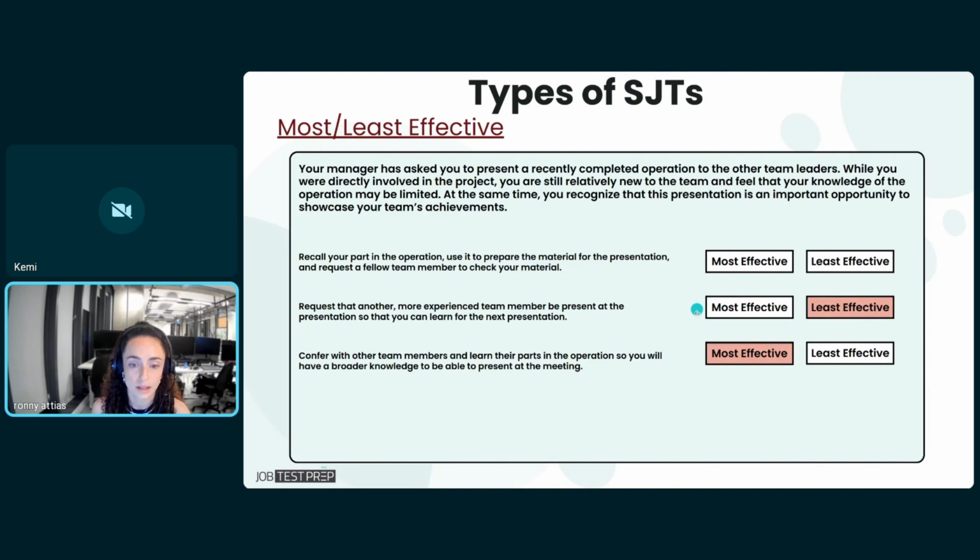So I'm sure you can understand from the way that I described the answers that the most effective would, in fact, be to confer with my teammates and get a broad understanding of everything that I need to know so that I can personally present the information as best as possible. And the least effective would be to delegate this to another team member. This doesn't look good.